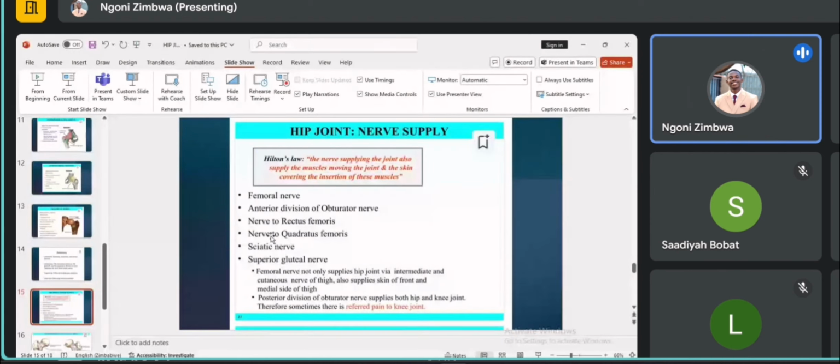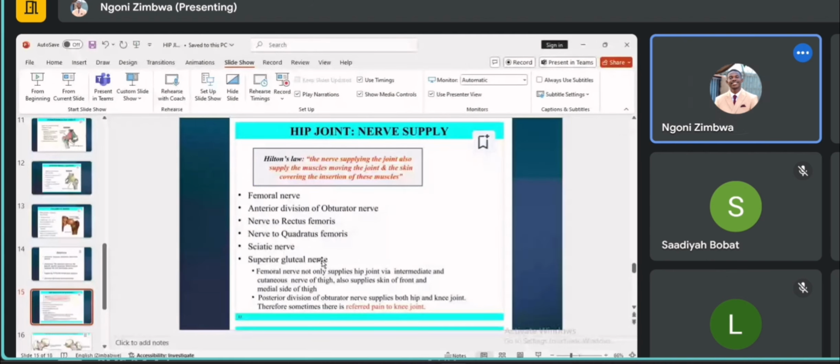Now, we have the femoral nerve, the anterior division of the obturator nerve, the nerve to the rectus femoris, the nerve to the quadratus femoris, the sciatic nerve, the inferior gluteal nerve, all those nerves that supply that joint according to Newton's law. They supply the muscle, so they will supply the joint. Are we together?